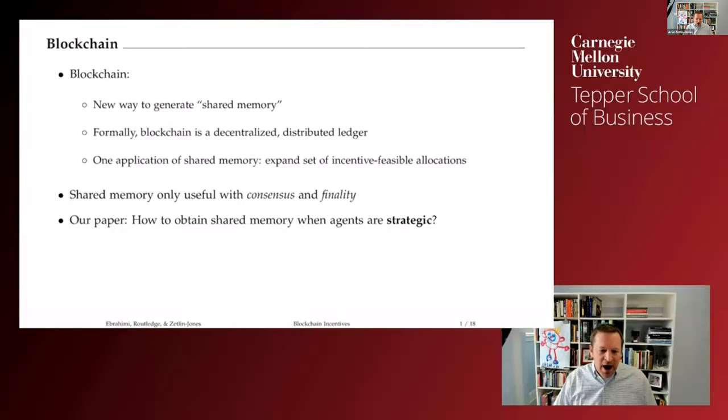And so what we want to do is, does blockchain work? Does this shared memory work when people are actually strategic, when they have well-defined preferences, they're all self-interested? Can we attain consensus and finality? And that's what our paper is trying to do.